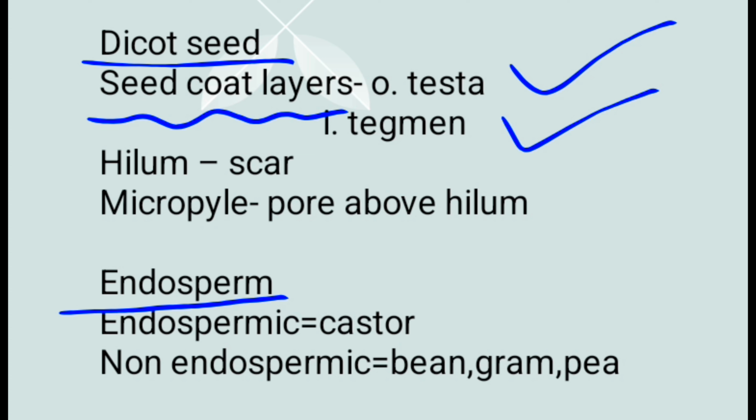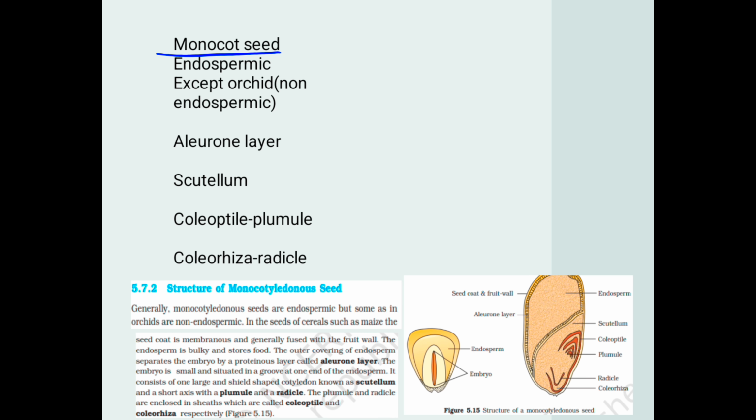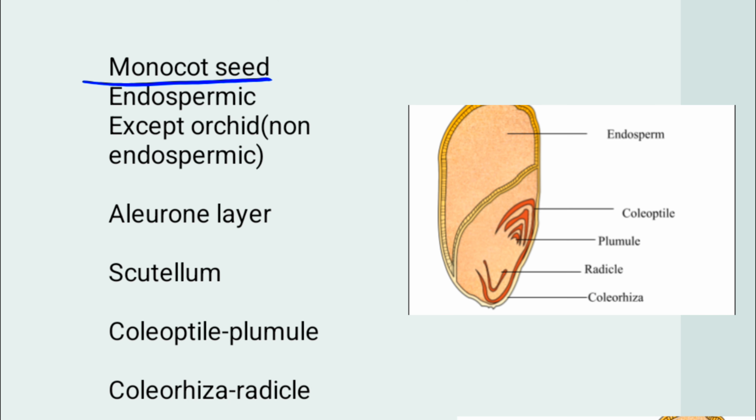Example is castor. In some plants, endosperm is not present in mature seeds, and it is called non-endospermic seed. Examples are pea, bean, gram. Monocot seeds are generally endospermic except orchids. Orchids are non-endospermic.